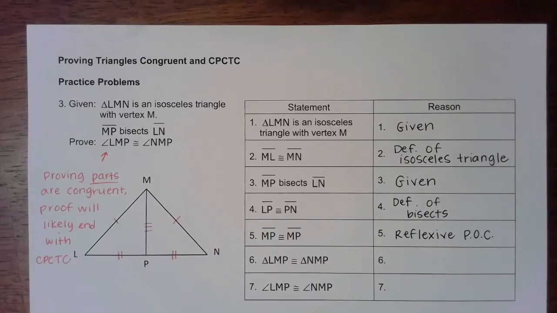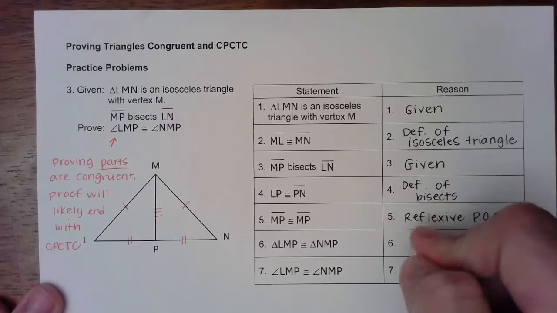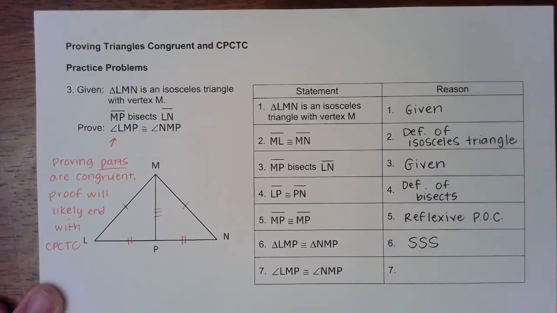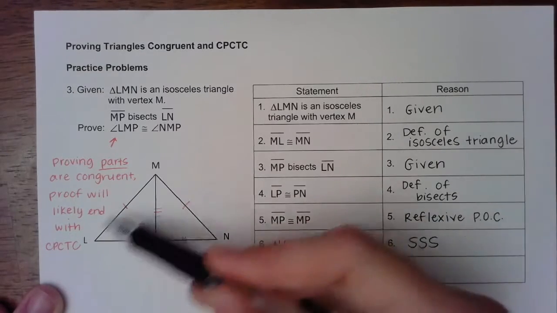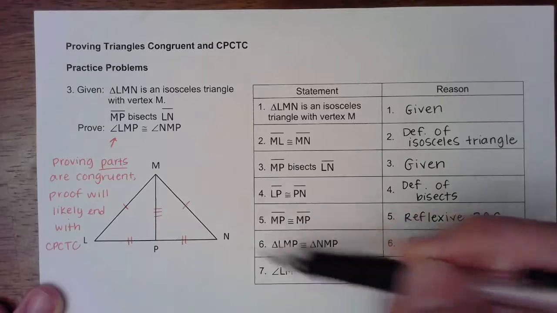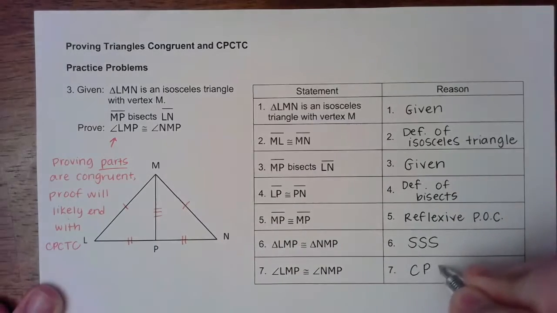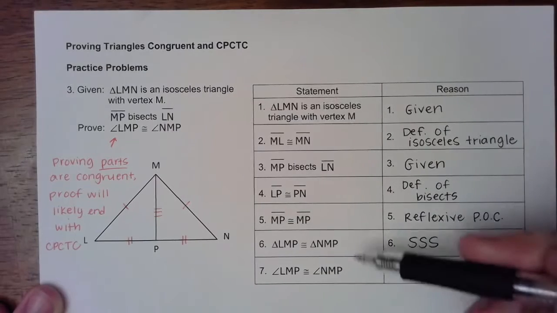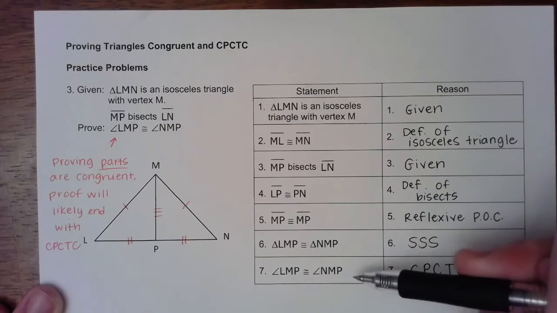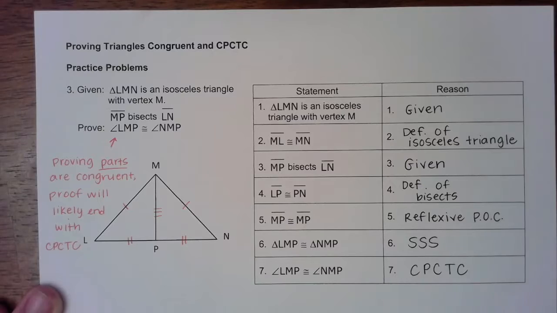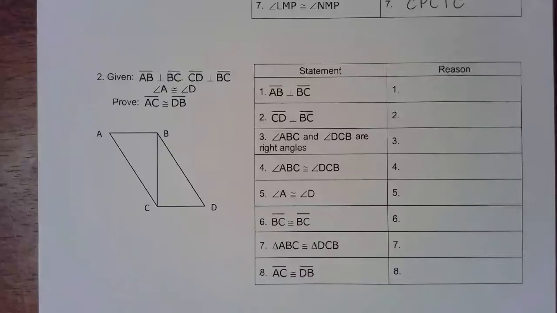And so if you were just trying to prove the two triangles were congruent to each other, you would be finished. And the reason why the triangles would be congruent to each other would be because of side, side, side. But this proof takes it one step further. The reason why angle LMP, this angle right here, is congruent to angle NMP, this angle right here, is because of CPCTC. You prove the triangles were congruent to each other, and then you conclude that a part of one triangle is congruent to a part of the other.